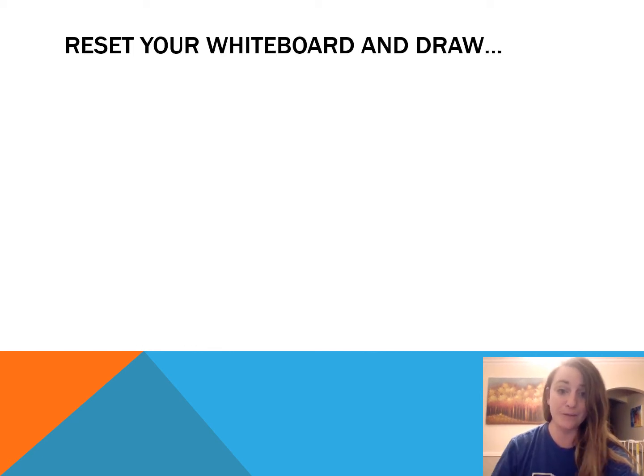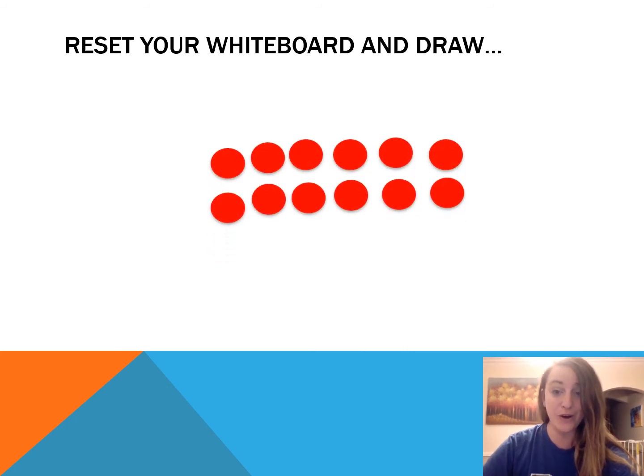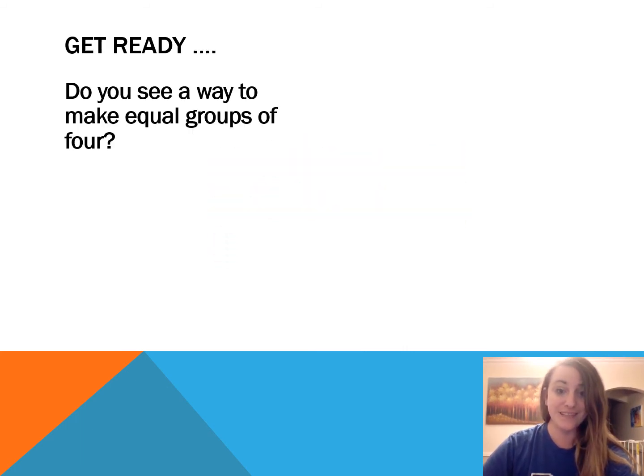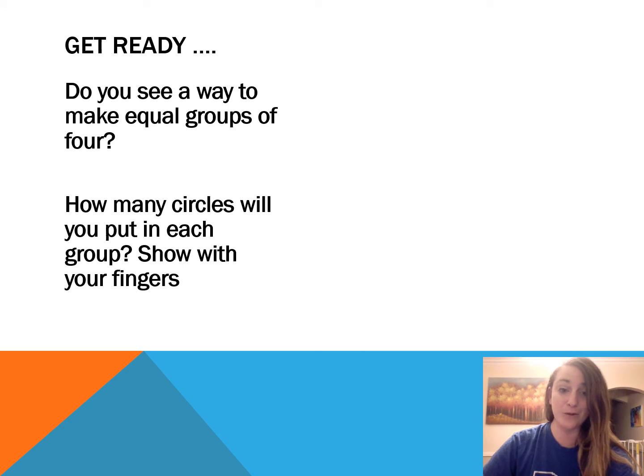Let's reset our whiteboard. Last one. You draw our groups. Do you see a way to make equal groups of 4? How many circles will you put in each group? Show me with your fingers.